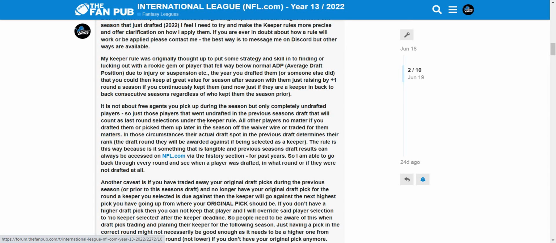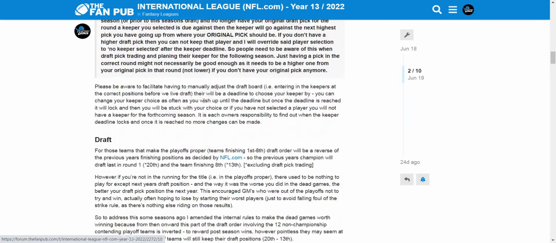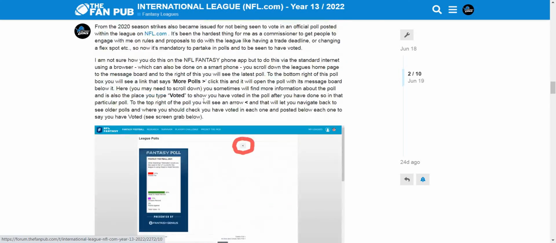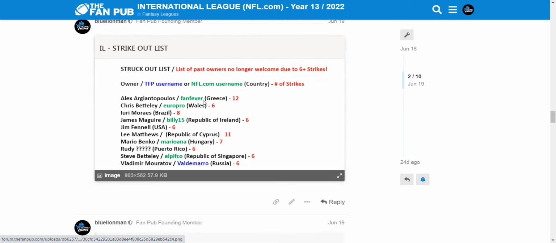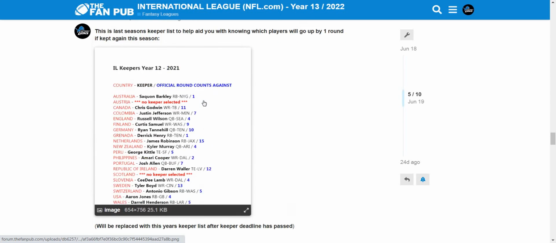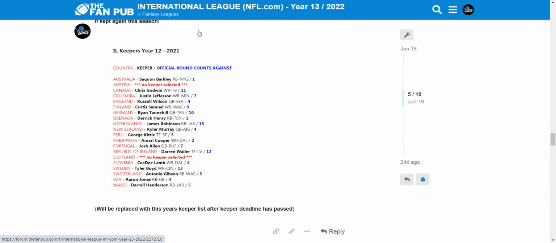Now, the easiest way to check that is every thread. Each year I have a new thread for my leagues. So this is the International League, year 13, 2022. So this is this year's thread. But if you search about in the menus, you can find last year's thread and so on and so forth. But to make it easier for you, until this year's keepers are set, I have loaded up a picture, if you scroll down, of last year's keepers. So keep going down. There they are. So these were the keepers that people kept last year.